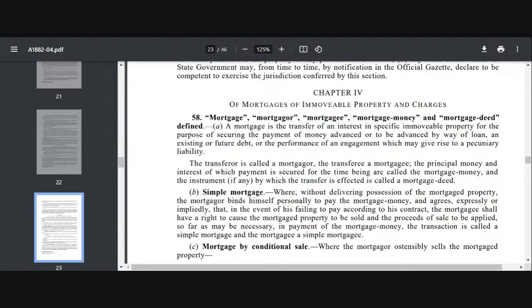And how many types of mortgage are there? You see, simple mortgage, mortgage by conditional sale, usufructuary mortgage, English mortgage, mortgage by deposit of title deeds, and anomalous mortgage. There are 6 kinds of mortgages as defined under section 58. With each mortgage you also have to study the remedy. So whenever you are reading mortgage you have to study the remedy also.